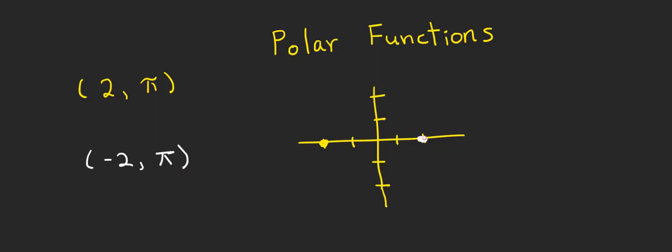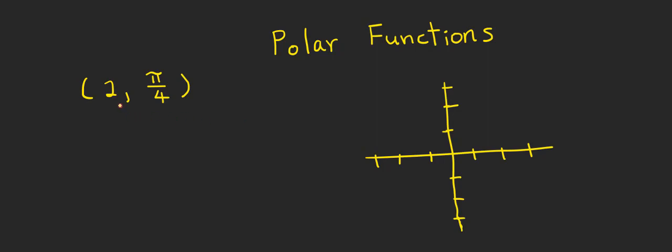Now, let's think about this point. You could also say that this point is the same as 2 comma 0. Think about it. You have a 0, so you don't have any angle to move, so you stay right there. But then r is positive 2. So this point right here can be represented as 2 comma 0 or negative 2 comma pi.